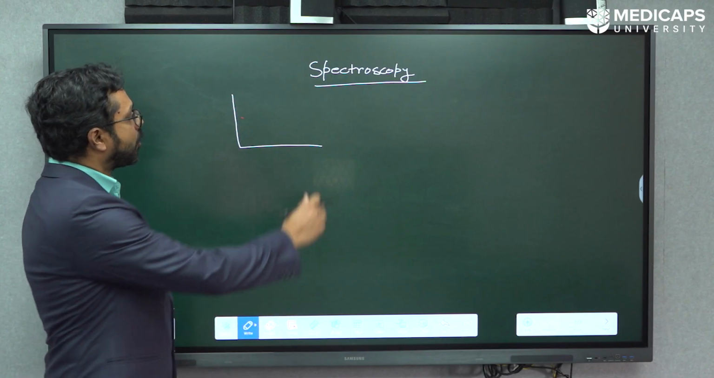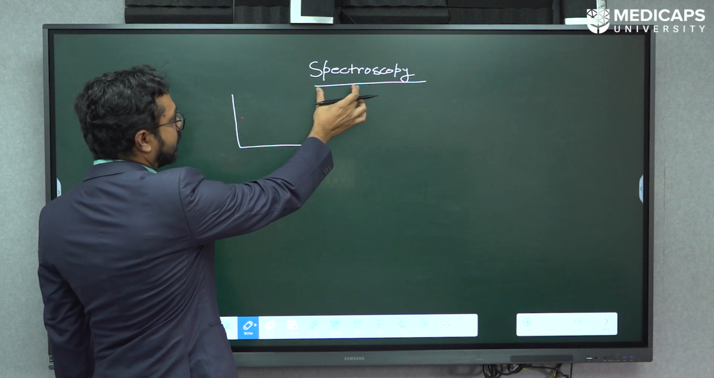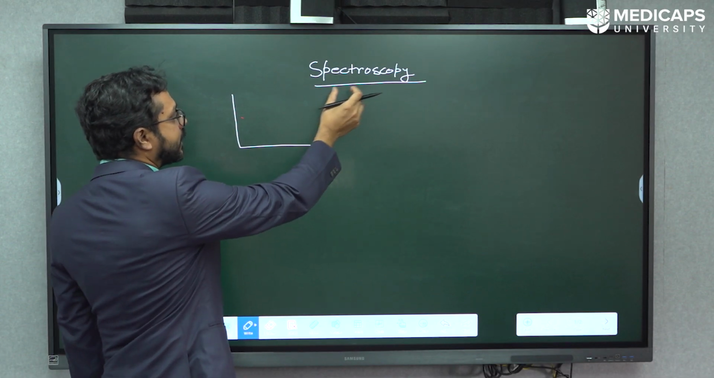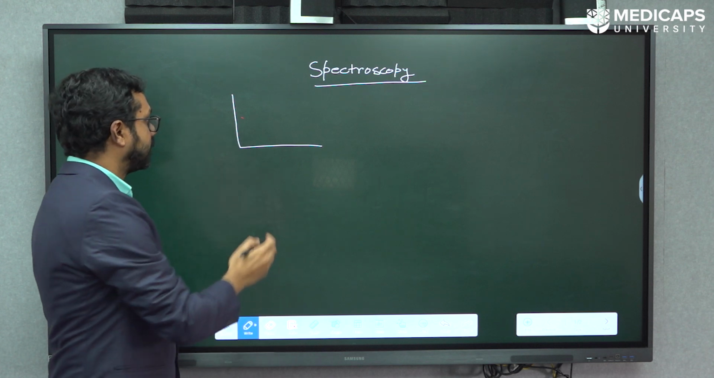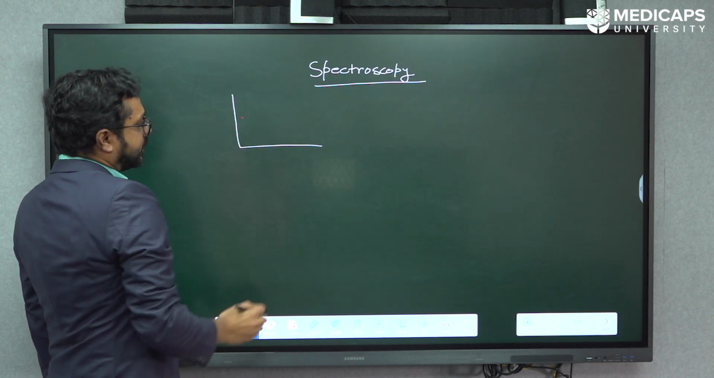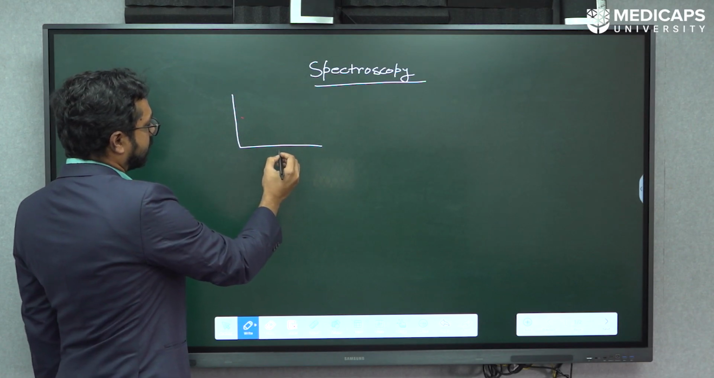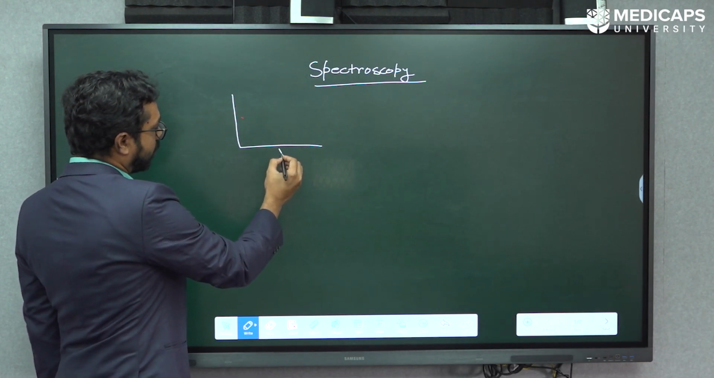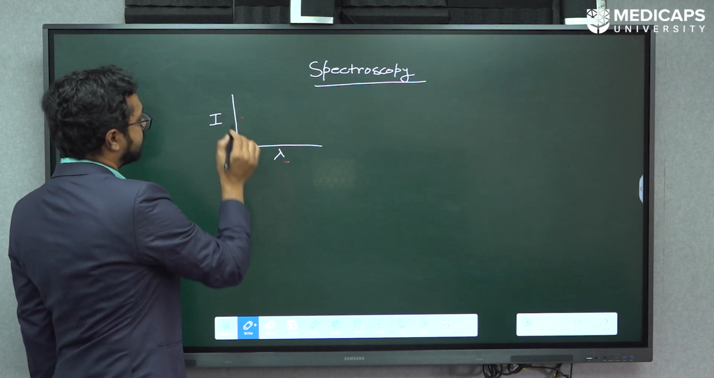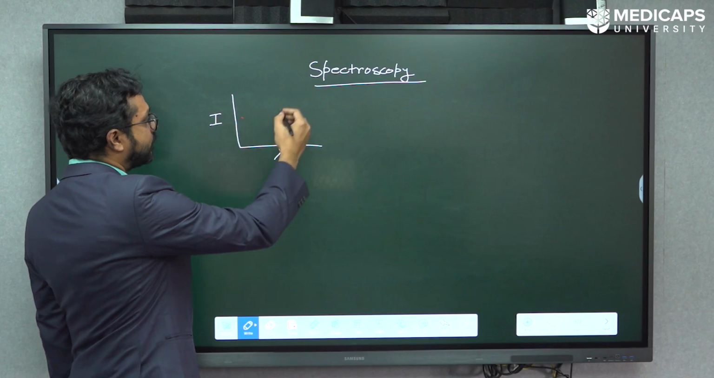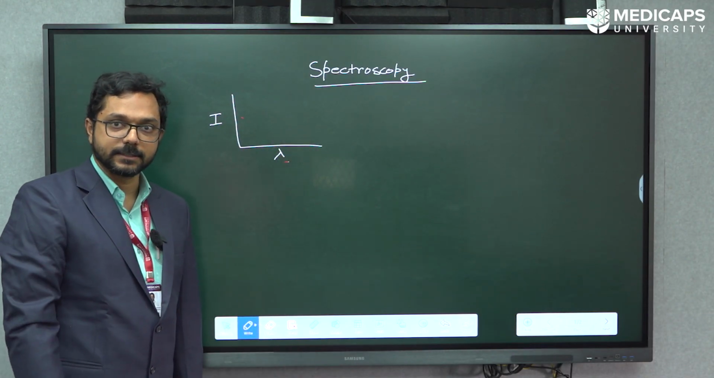Now, from the topic's title, you can see there are two terms, one is spectra and one is scopy. So actually you will visualize something through spectral analysis. What is a spectra? Spectra is when you plot a wavelength and intensity plot, and then you try to understand what actually happened during the interaction.